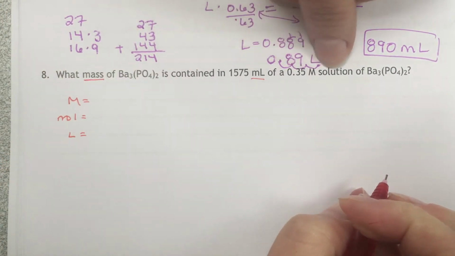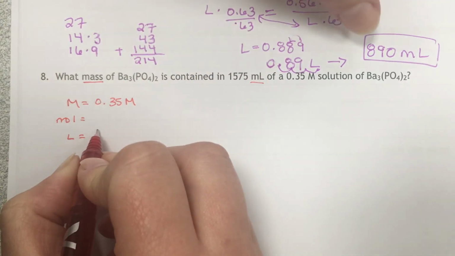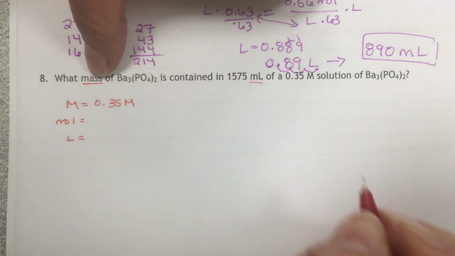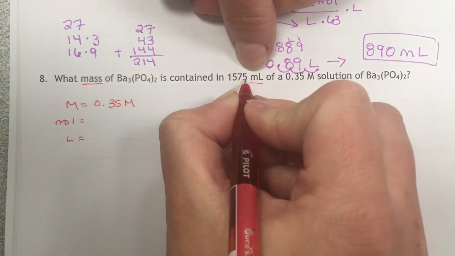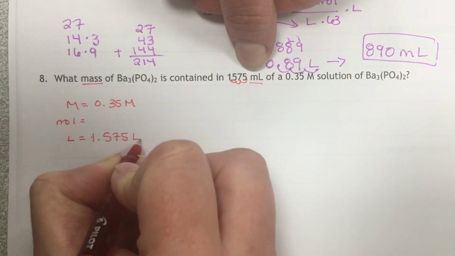So molarity, we have 0.35 molar, okay? Moles, that's what we're trying to find, okay? We're actually going to find moles, and then we'll have to convert it to mass. And then liters, we have milliliters. So liters, we have 1, 2, 3. So liters, we actually have 1.575 liters, okay?